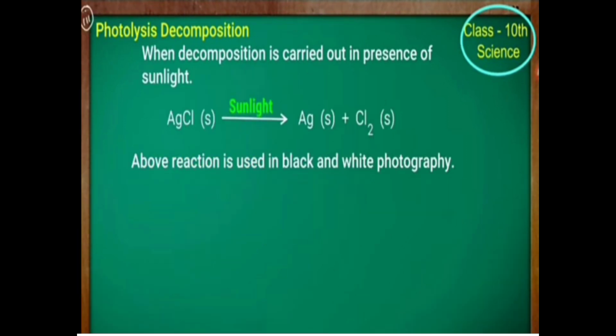Then photolysis decomposition. Photo means sunlight, or we can say photo means light. So when decomposition is carried out in the presence of sunlight, that is AgCl, silver chloride, in the presence of sunlight gives Ag, silver, plus chlorine. This reaction is used in black and white photography. So as I told you, photo means light. Okay, I hope you are clear with the types of decomposition reaction.